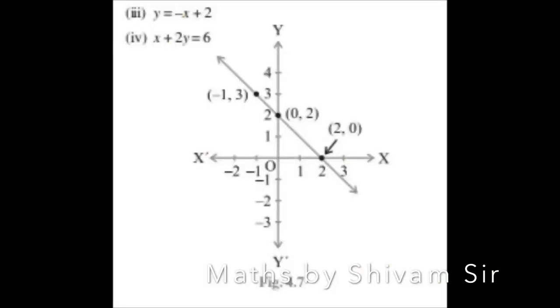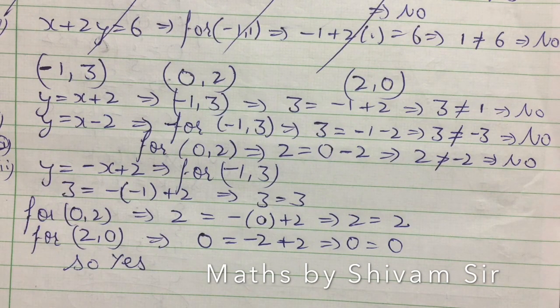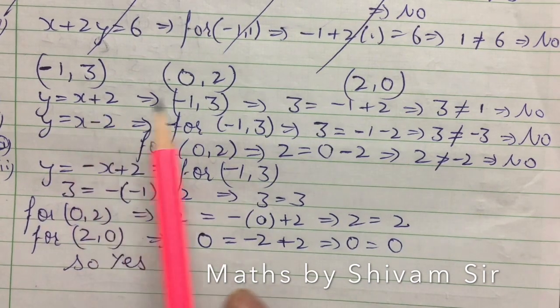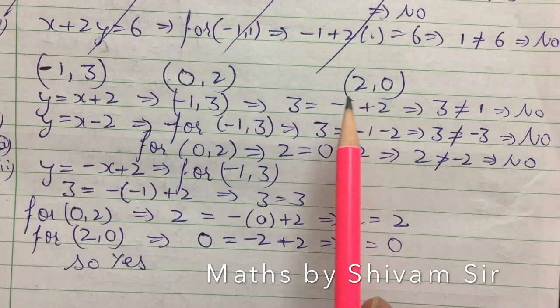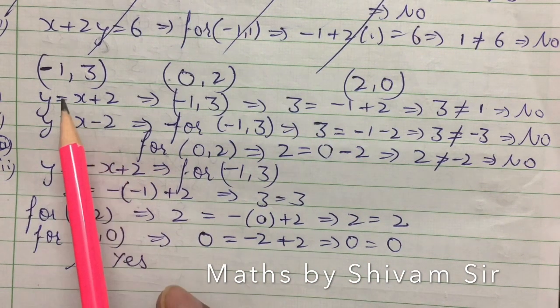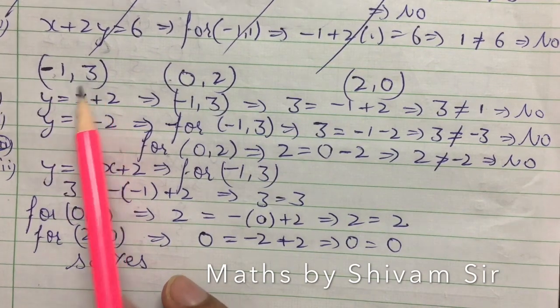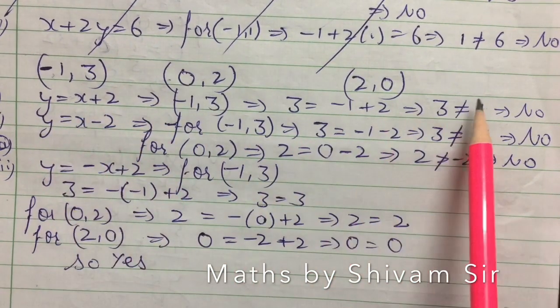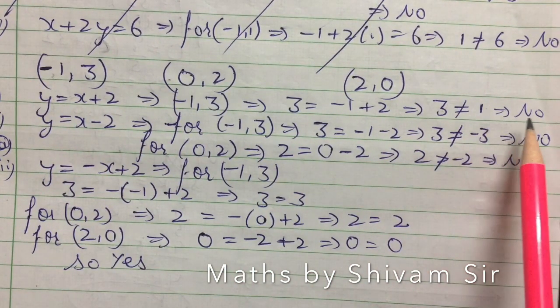Again, in the next part there is some graph, and we have to check which equation satisfies this graph. The points are (minus 1, 3), (0, 2) and (2, 0). Let's check it for the first equation, y is equal to x plus 2. Put x is equal to minus 1 and y is equal to 3 into this equation. 3 can never be equal to 1. So no.